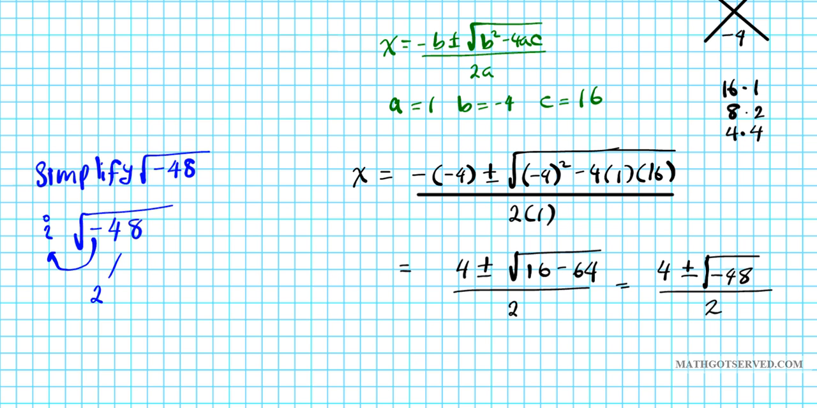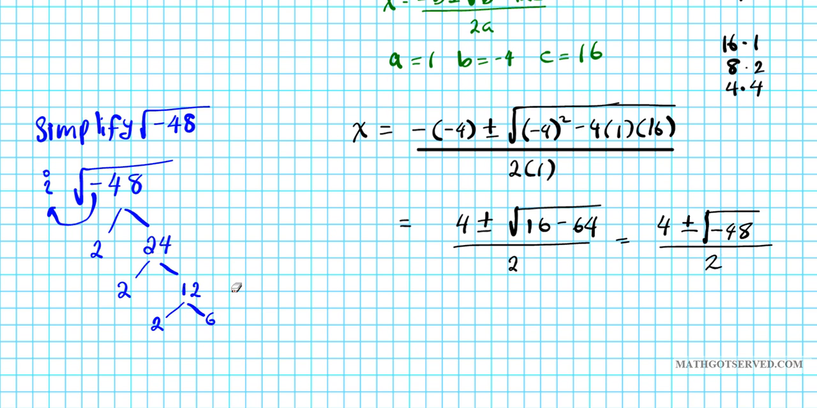So we can take out 2. 2 goes into 48 24 times. Take out another 2. 2 goes into 24 12 times. Take out another 2. 2 goes into 12 6 times. Take out another 2. 2 goes into 6 3 times. All right, so these two 2's can come out as a 2. These two 2's, the square root of 2 times 2, comes out as another 2. And this 3 stays behind.